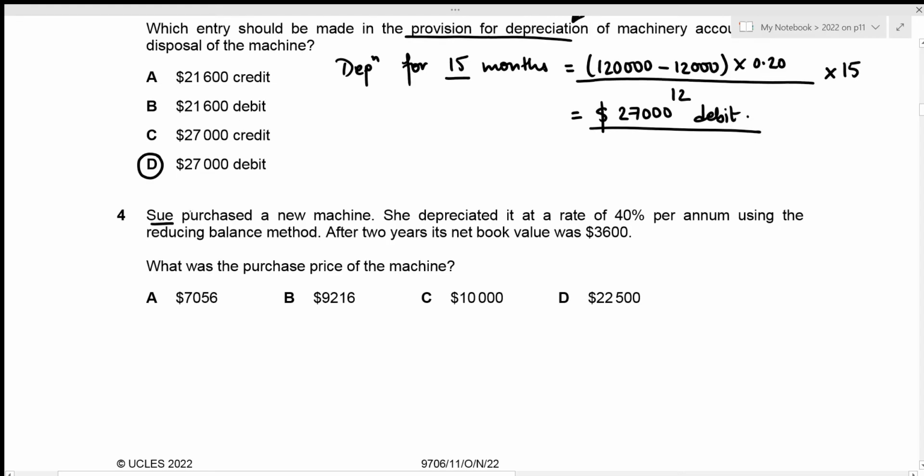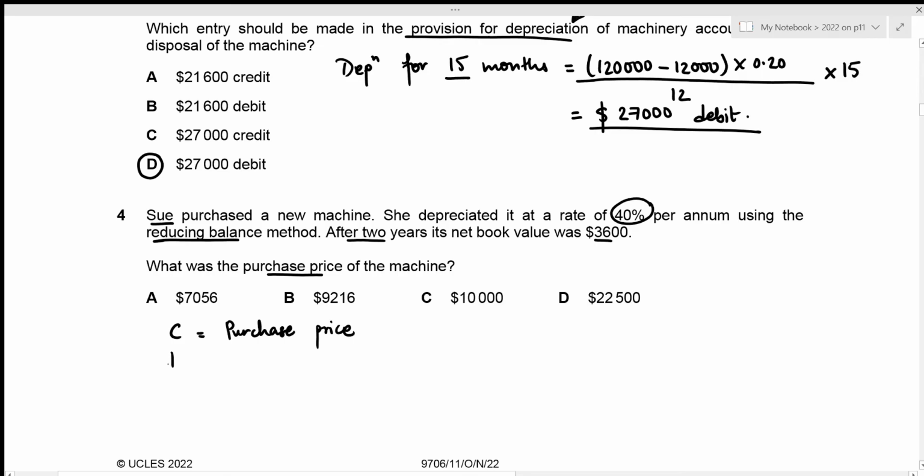Sue purchased a new machine. She depreciated it at a rate of 40% per annum using the reducing balance method, which means that we charge the depreciation to the difference between cost and our accumulated depreciation, which is the net book value. And after 2 years, its net book value was 3,600. We need to figure out the purchase price or the cost of the machine. Okay, so let our C be the purchase price or the cost, right?